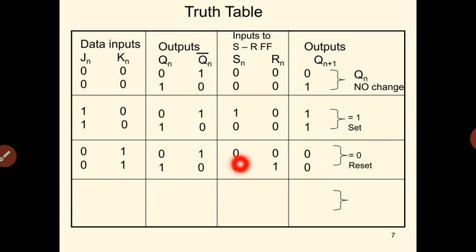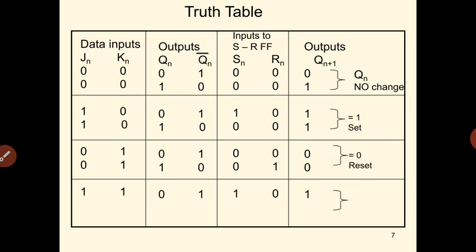So the JK flip flop will be in reset state for J is equal to 0 and K is equal to 1 combination. Whenever J is equal to 0 and K is equal to 1, irrespective of its previous output, the present output will always be equal to 0. That means the flip flop is in reset state.